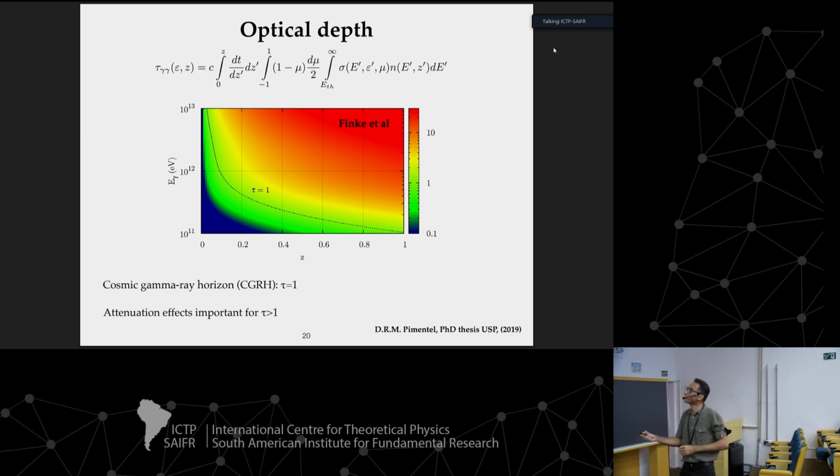So you can see here what we call the cosmic gamma ray horizon. This dotted line here marks exactly where the transition happens, where you have to worry about this absorption process. It will depend on the energy of the gamma ray and also on how far the source is. So the farther the source and the higher the energy of the photon, the higher the optical depth, so you have more absorption.